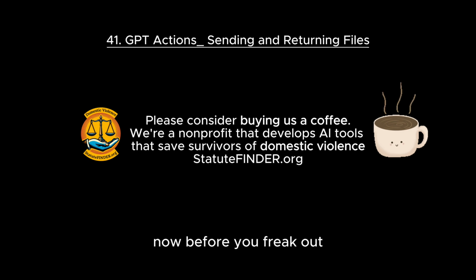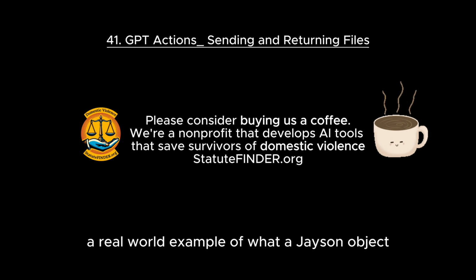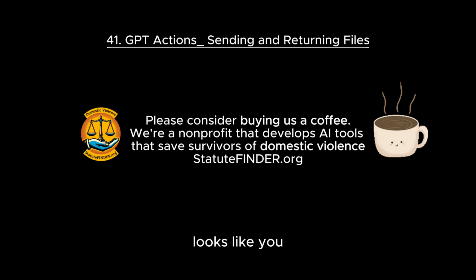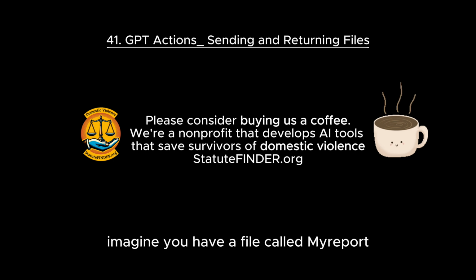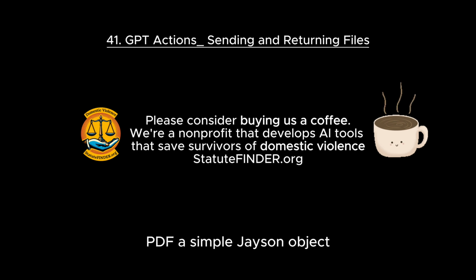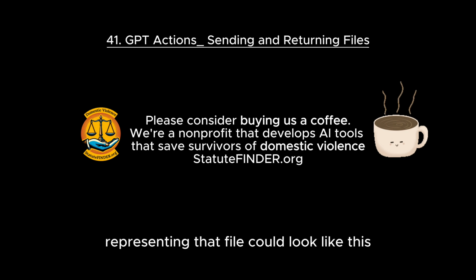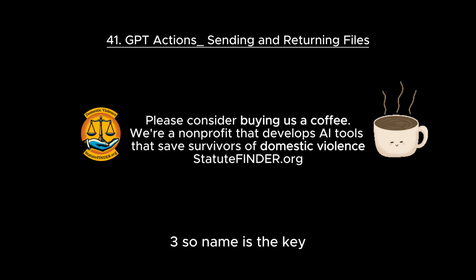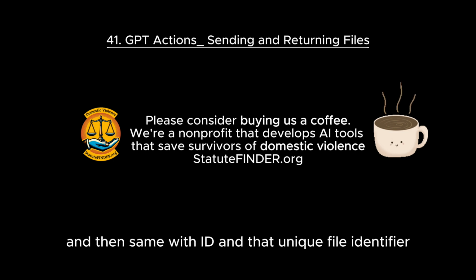JSON objects. Now, before you freak out, let's just break it down simply. What is a JSON object? It's just a way to organize information using key value pairs, like a digital filing cabinet. So it's not as scary as it sounds. Not at all. But can you give me, like, a real-world example of what a JSON object looks like with these files? Absolutely. Imagine you have a file called myreport.pdf. A simple JSON object representing that file could look like this. You have name: myreport.pdf, comma, id: file-xyz123. So name is the key, myreport.pdf is the value, and then same with ID and that unique file identifier.